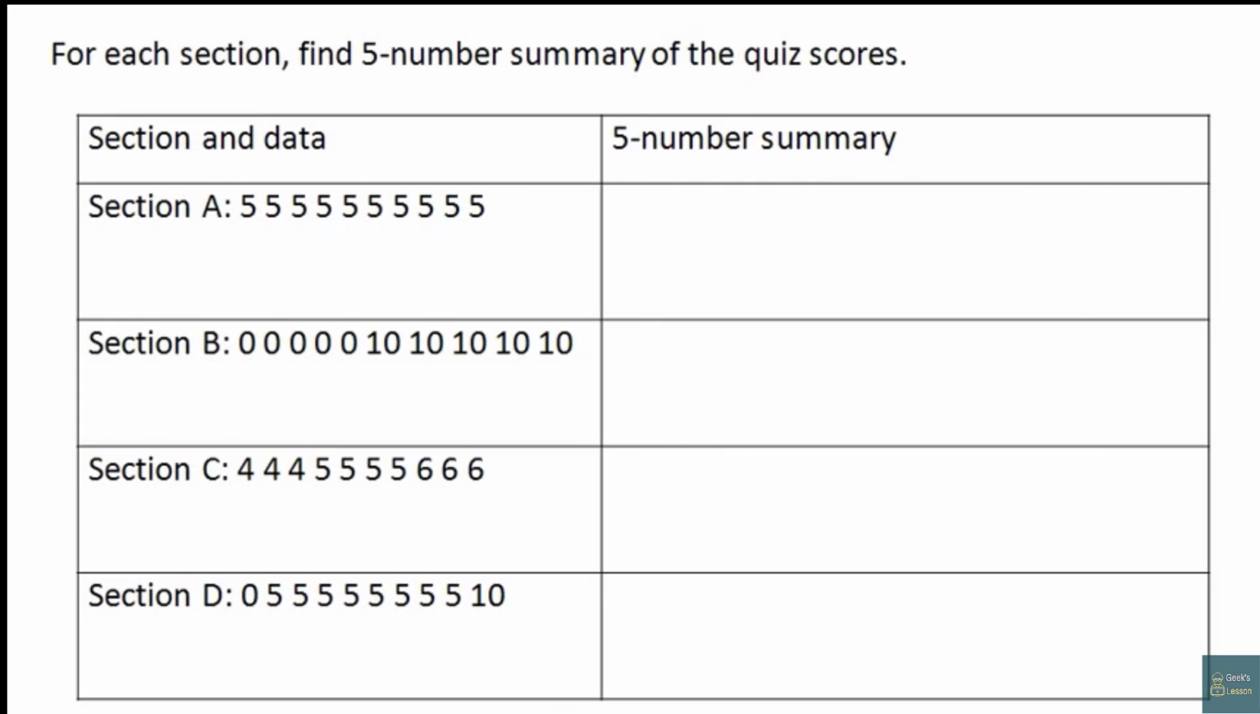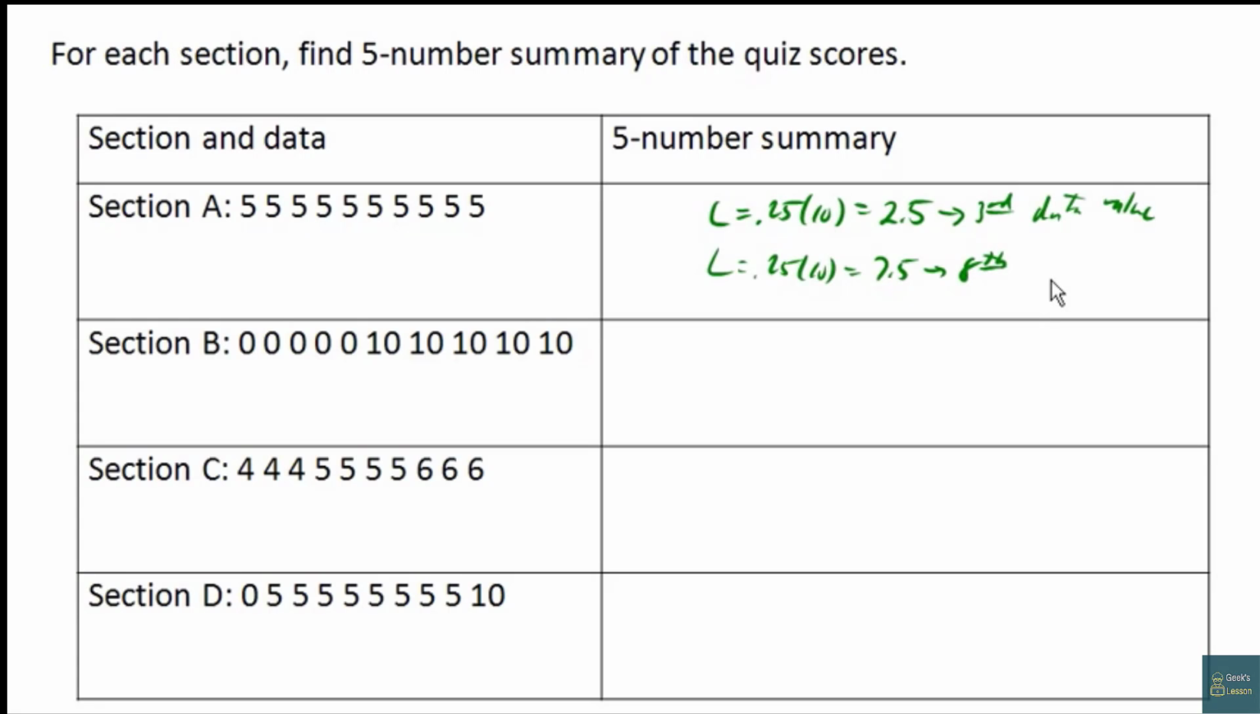So let's go back to our quiz score data and see if we can find the 5-number summary for each of these. Now, each of these data sets has 10 pieces of data, and so using our locator method with 10 pieces of data, that's 2.5. That is a decimal, and so we're going to use the 3rd data value for our quartile 1. Likewise, for quartile 3, that's going to be the 8th data value.